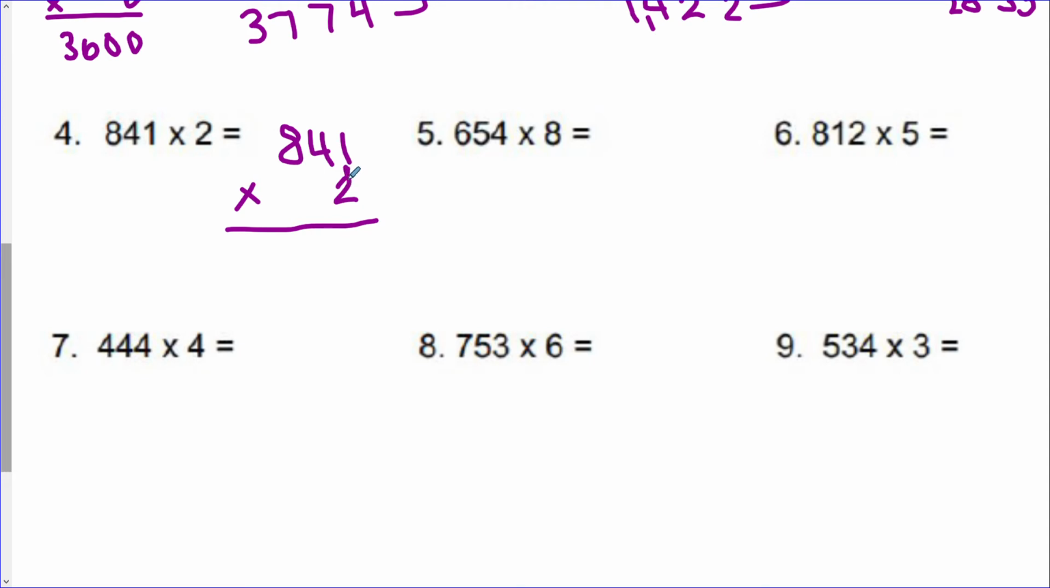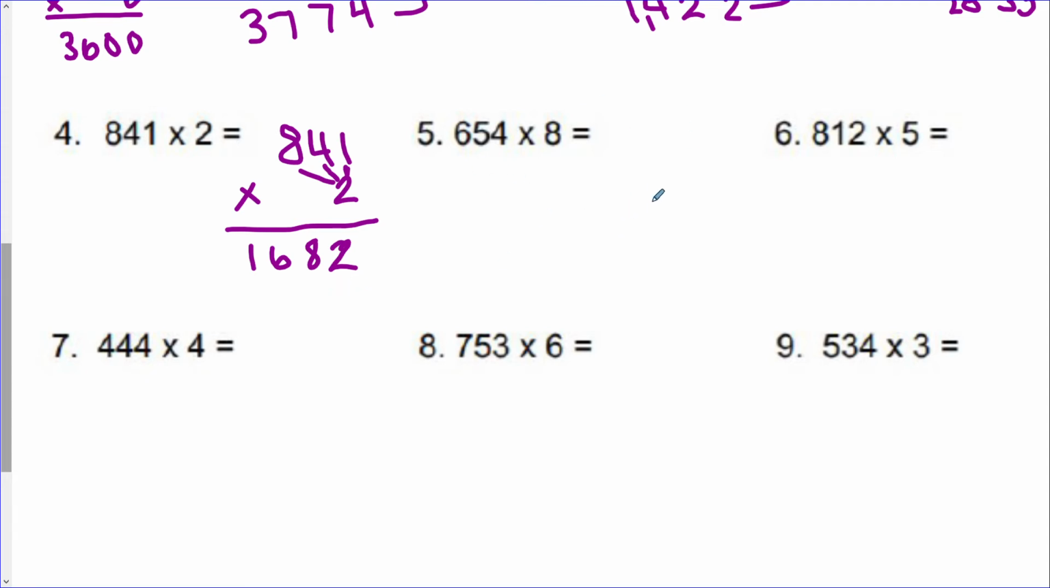So again, starting in your ones place, 2 times 1. 2 times 1 is 2. Then you're going to go to your tens place. So now I have 2 times 4. 2 times 4 is 8. And then you're going to go to your hundreds place. 2 times 8, which is 16. So 1,682.